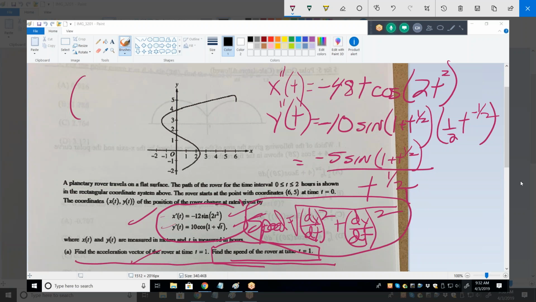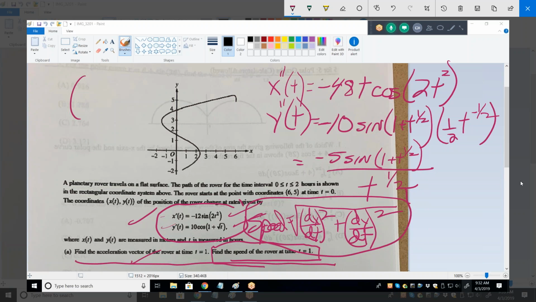I don't know why they're asking. I don't think you're misunderstanding it at all. I think the test maker just wanted you to find both. We saw a problem like this in class too, and we didn't need the acceleration vector for the speed of the rover.